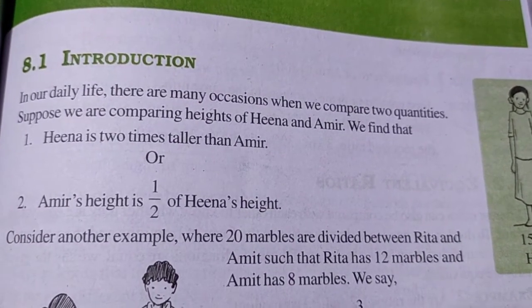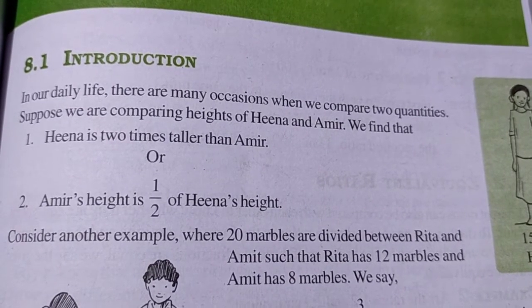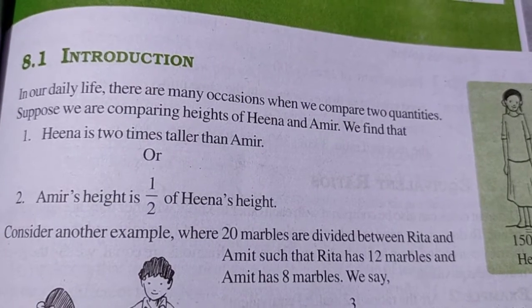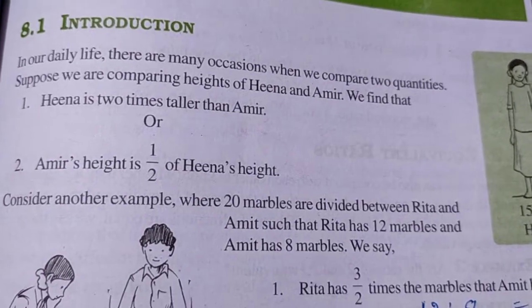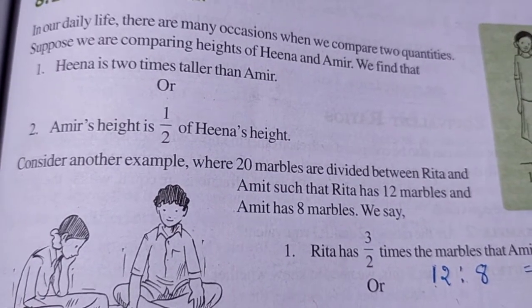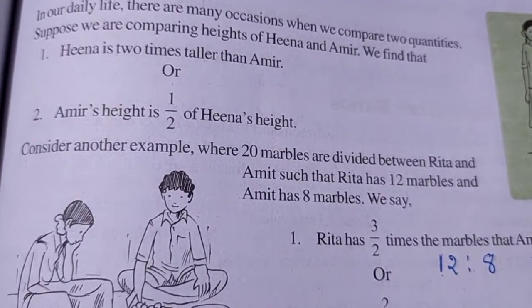Suppose we are comparing heights of Hina and Amir. We find that Hina is 2 times taller than Amir. हम देखते हैं हीना जो है आमिर से दुगनी लंबी है और आमिर की हाइट is half of Hina's height. तो ये भी कह सकते हैं कि आमिर की जो हाइट है वो हीना की हाइट से आधी है.